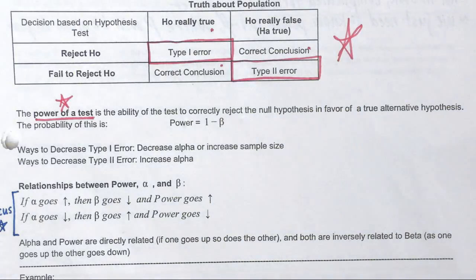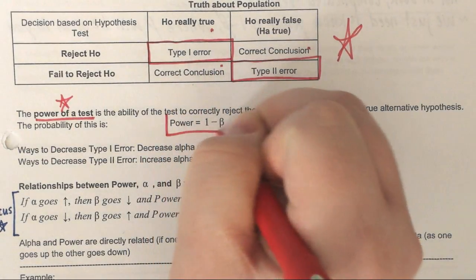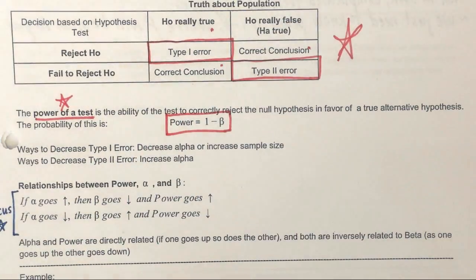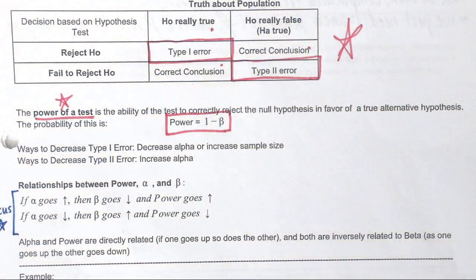The power of a test is the ability of the test to correctly reject the null hypothesis in favor of a true alternative hypothesis. The probability of this is power equals 1 minus beta. This is what you need to know. You need to know 1 minus beta, and beta will be given to you.